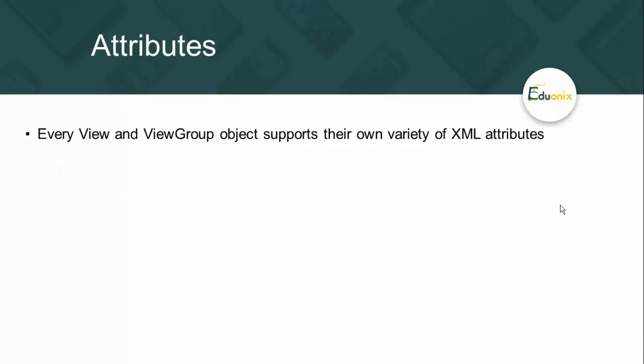Every View and ViewGroup object supports its own variety of XML attributes. Some attributes are specific to a View object. For example, the TextView object supports the textSize attribute. However, we need to remember that these attributes are also inherited by any View object that may extend this class. Some attributes are common to all View objects because they are inherited from the root View class. For example, the ID attribute.